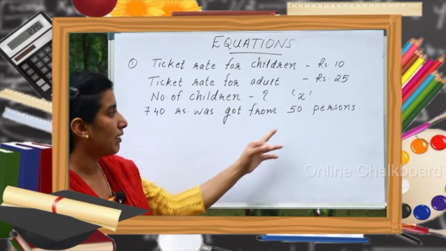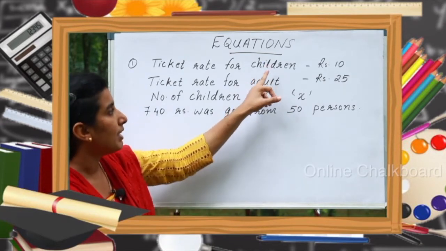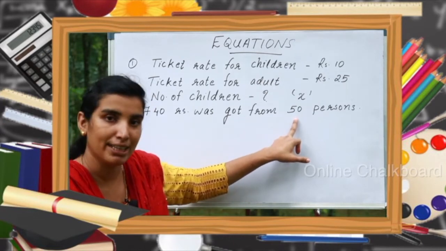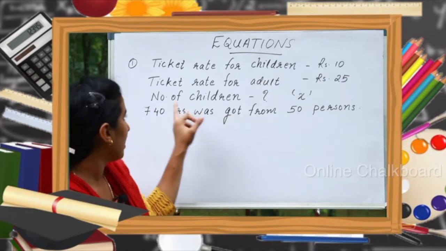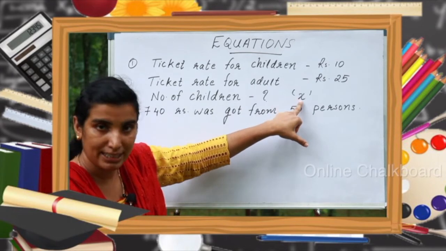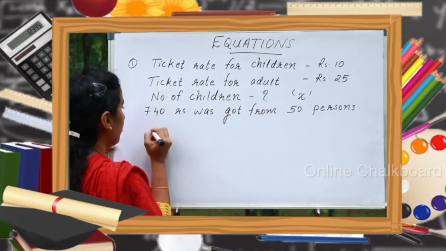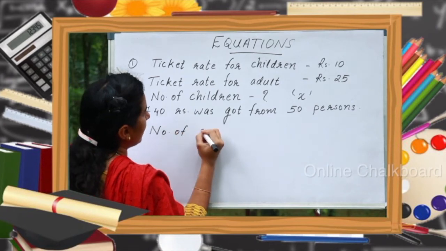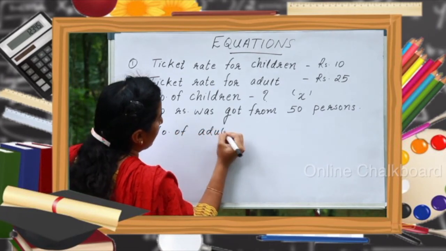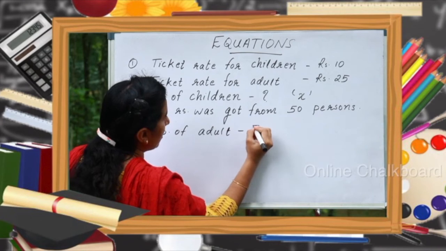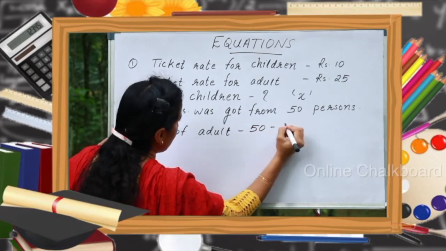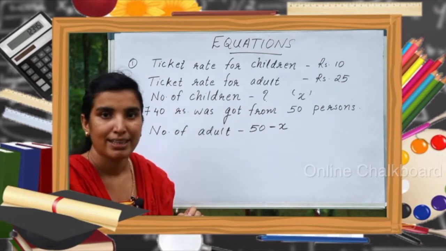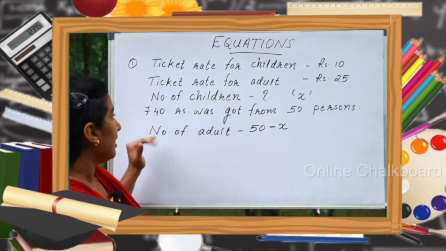And total children, adult, 50 members are all together. So 50 members are number of children plus adult. What is the number of adult? Total is 50. That is x children. Adult number is 50 minus x.